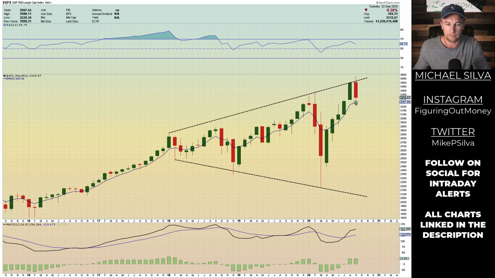Now that's important because once we get into the daily time frame, you're going to see why it bounced and where it bounced from. And this is going to help you understand where I'm coming up with these levels of support. So remember, the monthly time frame, it bounced right here. Let's look at the weekly time frame.